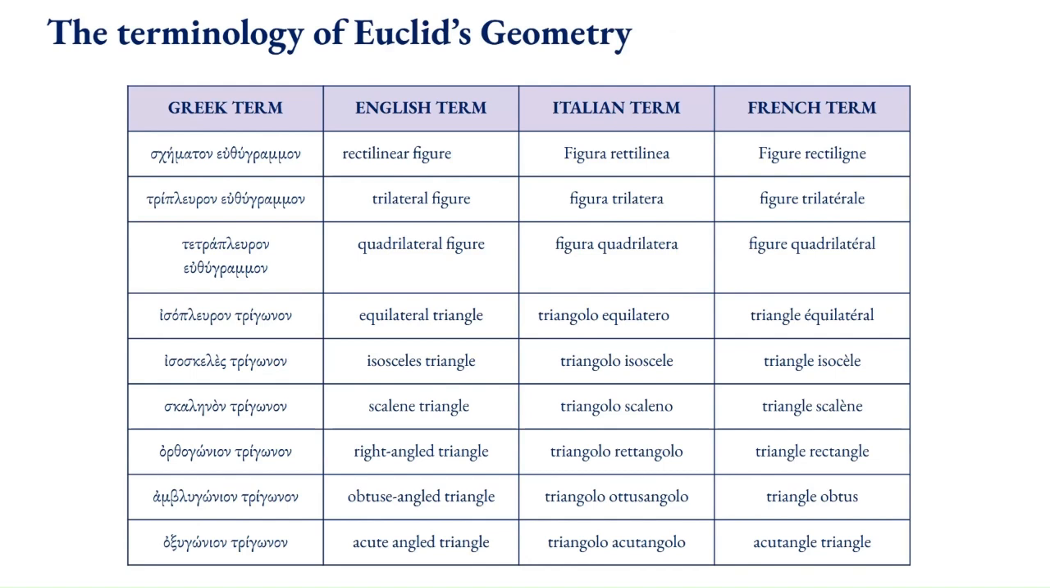So maybe we can start by introducing the linguistic level, okay? And then we will continue this afternoon. I just provided here some terms, Greek terms, extracted from the Euclid geometry and the equivalence in English, in Italian, and in French.